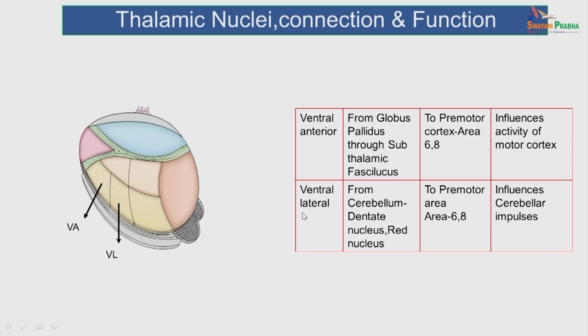Whereas the ventral lateral receives the afferents from the dentate nucleus of the cerebellum and also the red nucleus. The efferents are given to the associated motor areas, and all the functions of the cerebellum, like balancing and muscle tone, are managed by this nucleus through the dentate nucleus.